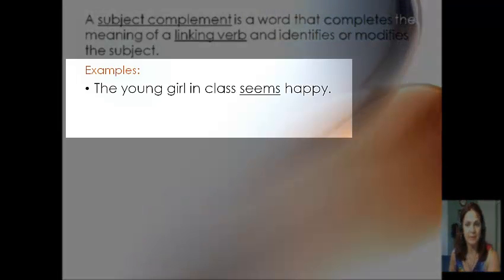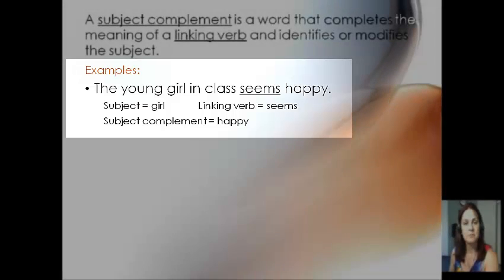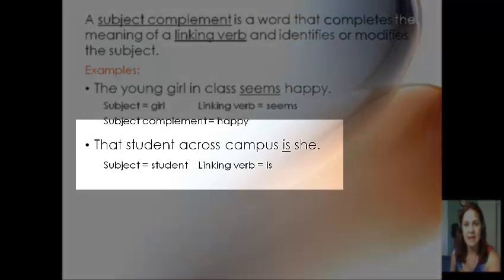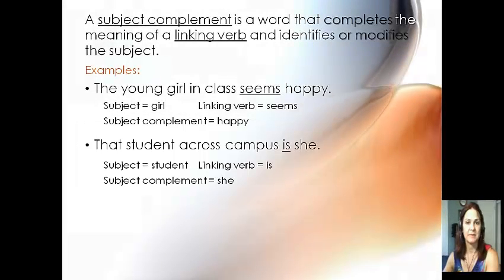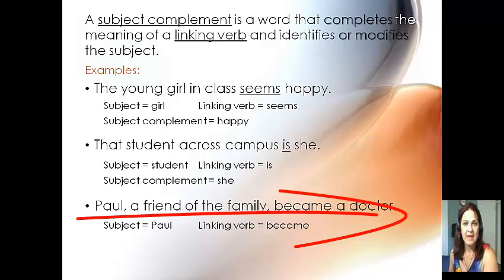Let's look at this example. The young girl in class seems happy. My subject is girl, the linking verb is seems, and it connects with happy. So our subject complement is happy. Second example. The student across the campus is she. Student is my subject. My linking verb is, and is connects student to she. So she would be considered my subject complement. Third example. Paul, a friend of the family, became a doctor.